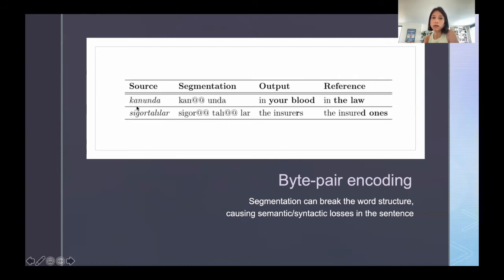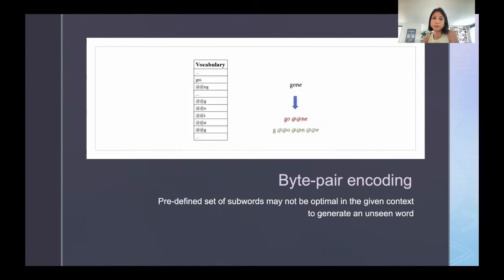word kanunda, and the root of this word is kanun. But when split at kan, which is another lemma meaning blood, instead of translating as in the law, the word is translated as in your blood, which is quite straightforward because the model just learns the meaning of the words by looking at their form and their context, and if the form is wrong, the meaning will also be wrong. So there is this ambiguity of where to split and how to split becomes important.